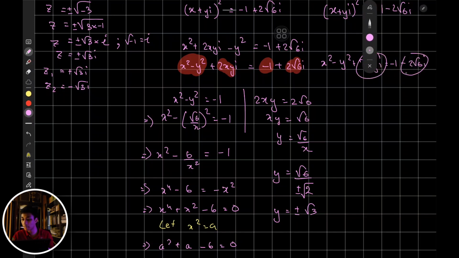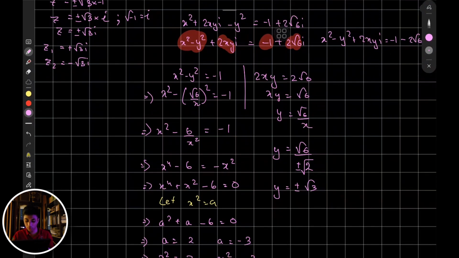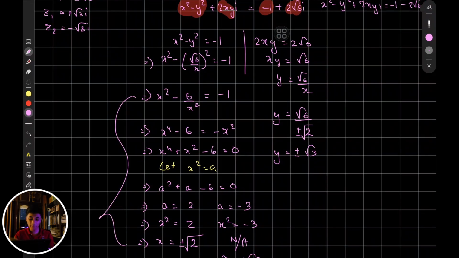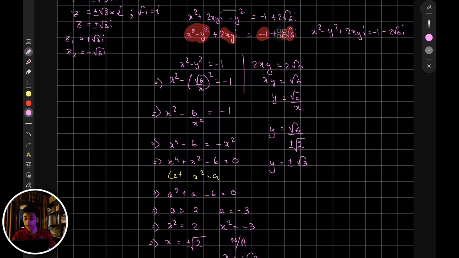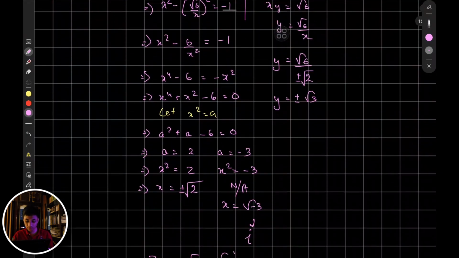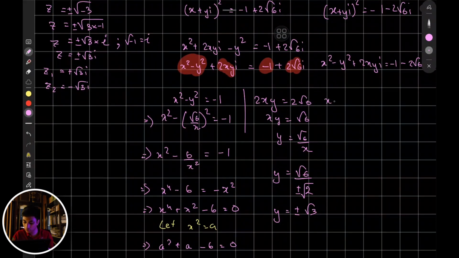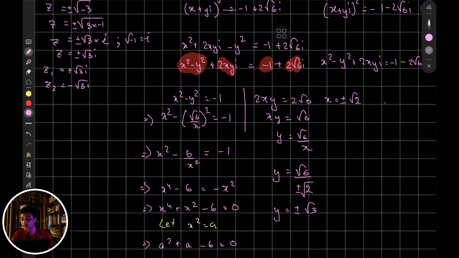Since there is a minus in front of 2 root 6i, therefore, we're only going to deal with that part. This entire part is going to remain the same since the values of x are not changed. So, values of x are going to remain plus minus root 2. Great. So values of y is going to be changing.